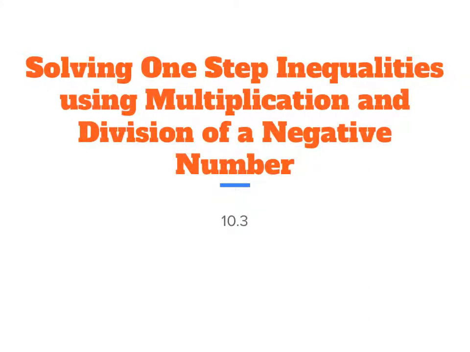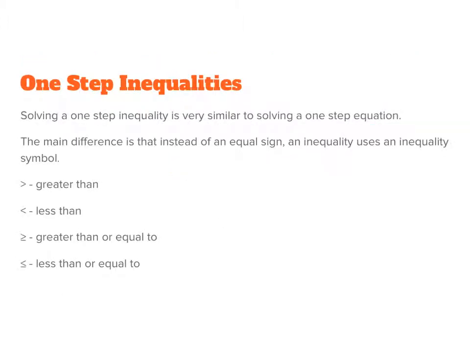Welcome to 10.3, and today we're going to be talking about solving one-step inequalities using multiplication and division of a negative number. Okay, so now we're going to switch over from positive, like we were doing in the last section, to multiplying or dividing by a negative. Just a reminder, solving a one-step inequality is similar to solving a one-step equation. Again, the only difference is instead of an equal sign, we're going to be using an inequality symbol, and the four symbols that we have: greater than, less than, greater than or equal to, less than or equal to.